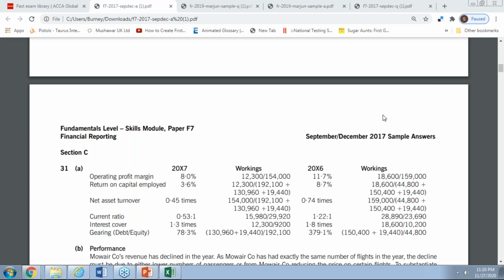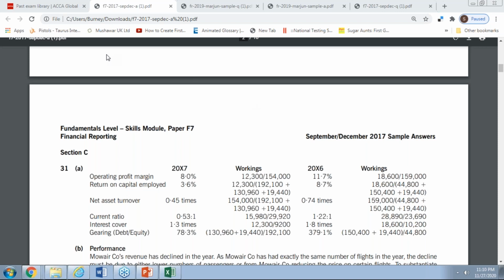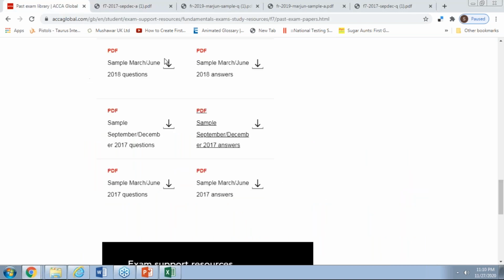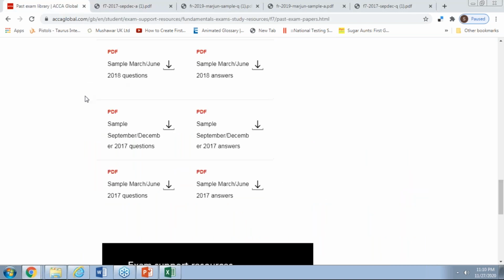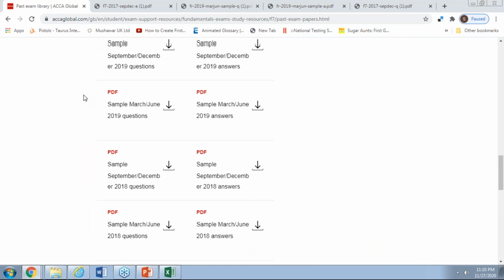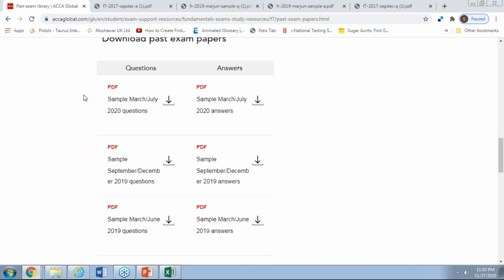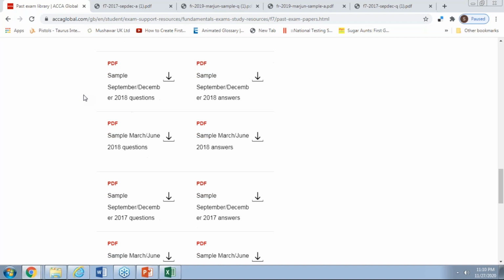After the session, these are the questions I am picking from the past papers. Actually, you can see this is the past papers of ACCA FR paper. I am selecting the papers from here. So right now we are working on the September, December past paper. Moyer is part of this past paper and we are working on this solution. Okay.